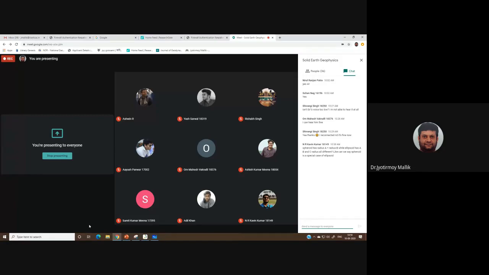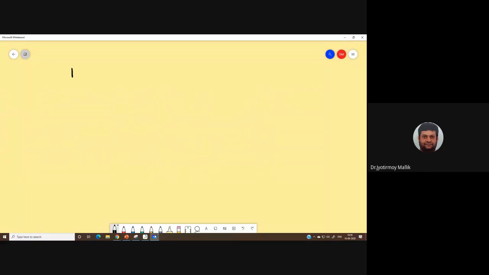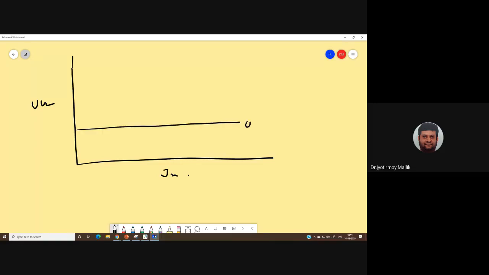If we increase the order of J by increasing the number n, we are getting closer to the reality. And that's why I tried to draw this one. Maybe I'll draw once more. Suppose I'm drawing UG here, and here I'm plotting Jn. So here is UG for a spherical Earth.